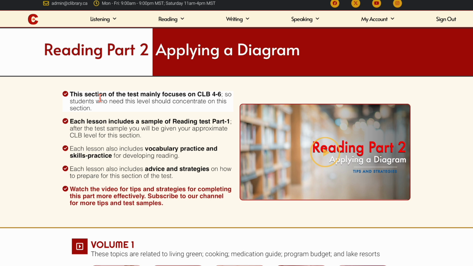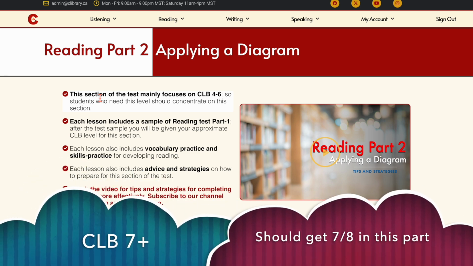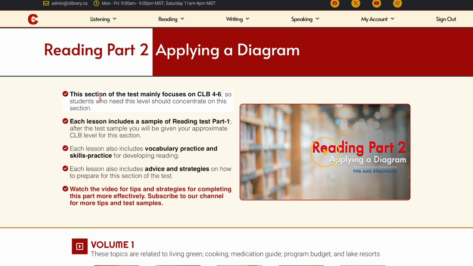For CLB 7 or higher, this part should be much easier for you. Usually CLB 7 or higher, they get everything correct in this part because it's not so difficult for you. So CLB 7 or higher, you should get everything correct in this part. That's what it means that this part focuses more on CLB 4 to 6.